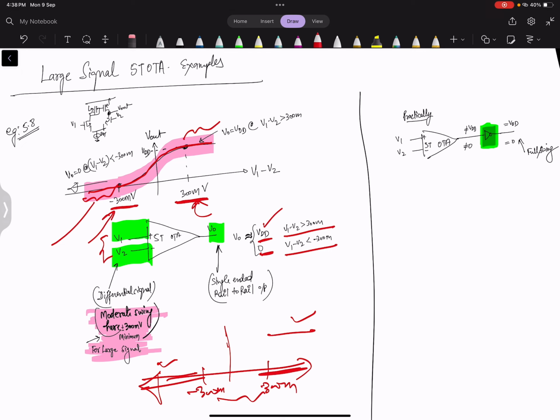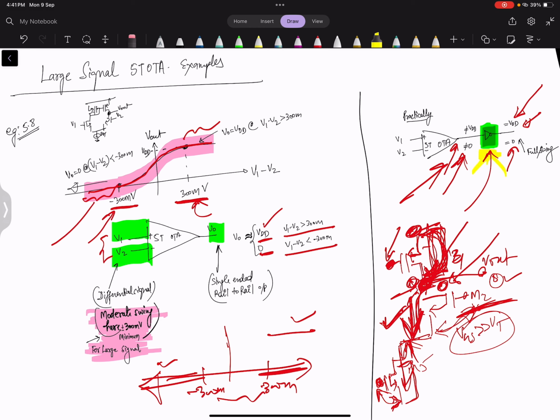And one more example, we add one inverter in between the actual output and the output from the OTA to get the complete swing, VDD and ground, because here it is not completely VDD and ground. So an inverter buffer is added after the device for complete swing.